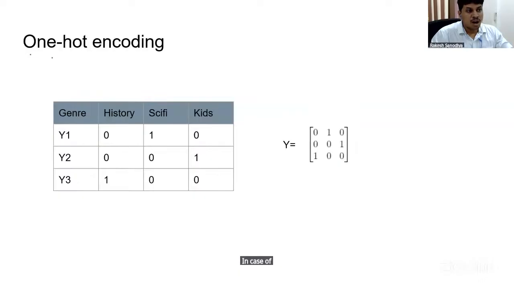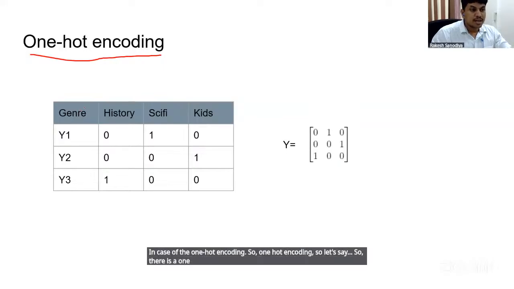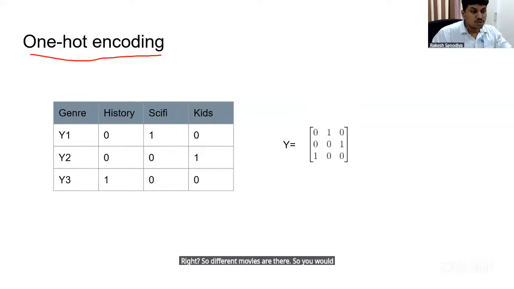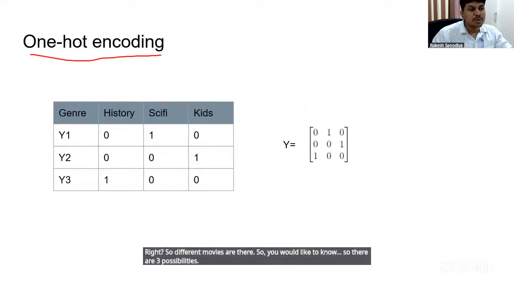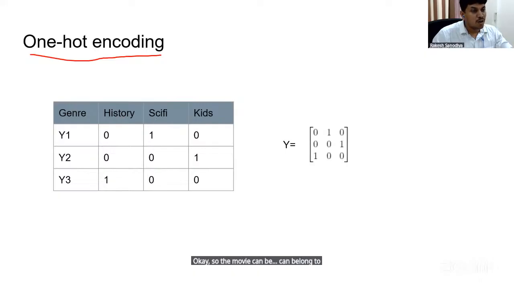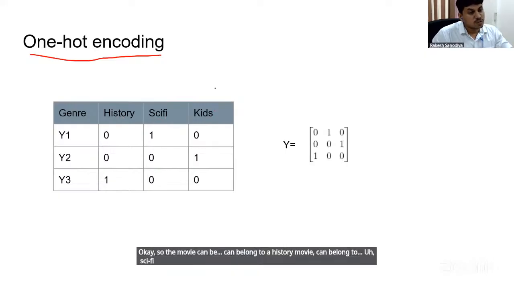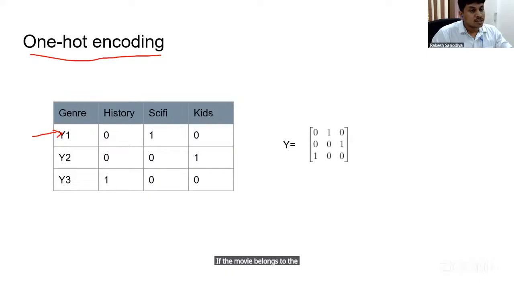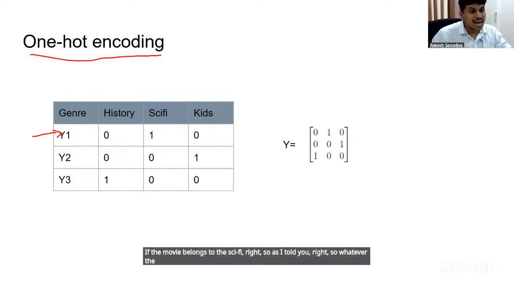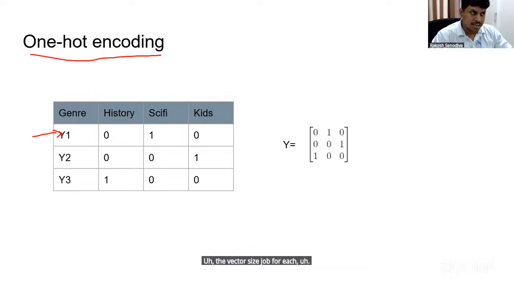In case of one hot encoding, let's say there is a movie. Different movies are there, and you would like to know, so there are 3 possibilities. The movie can belong to history, sci-fi, or kids. As I told you, whatever options are available, in the previous example, in alphabets you have total 26 letters, so that's why you have taken the vector size of 26 for each data sample.